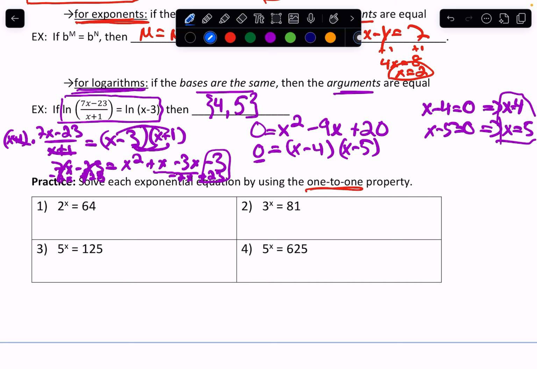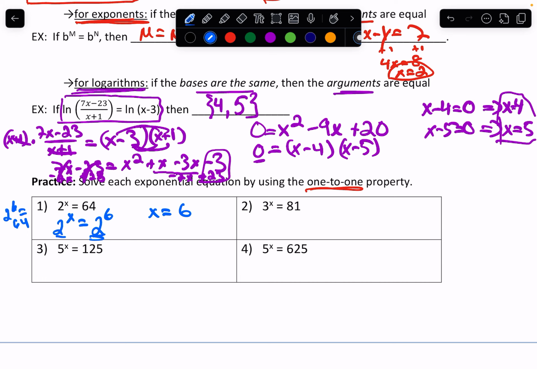So what are we going to do with this one? What we want to do is, so 2 to the power of x, we want to rewrite 64 with the base 2. Now, 2 to the power of 6 is going to be 64. And now we can see that our bases are both 2, so we can say x equals 6. So again, 2 to the power of 6 is 64. That's where we get this.